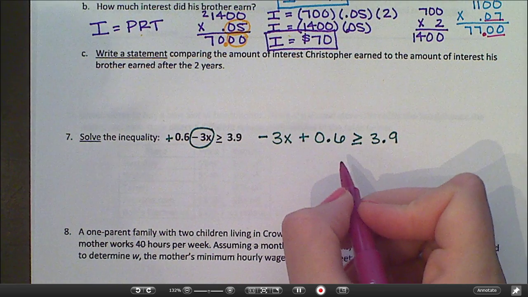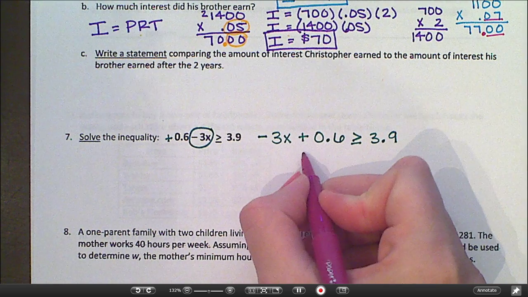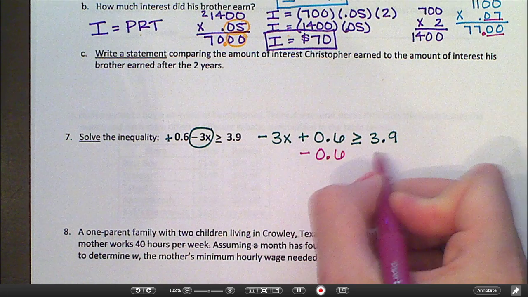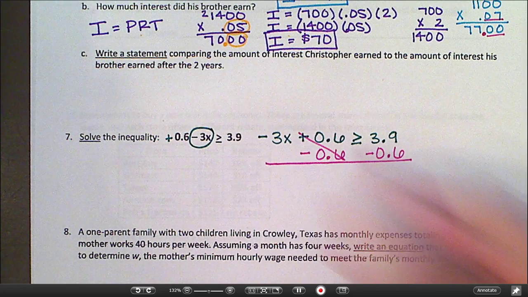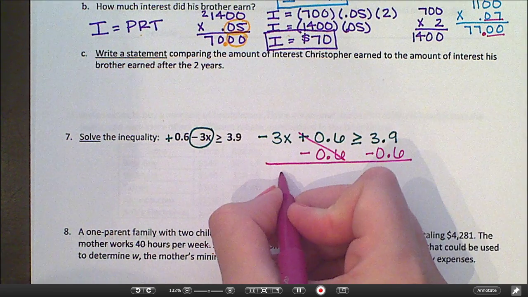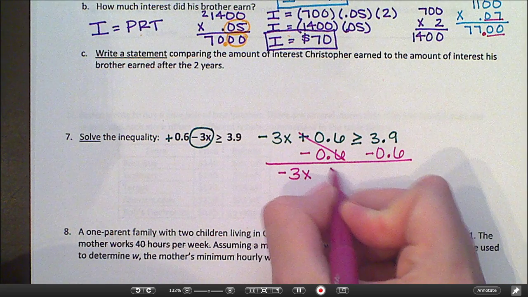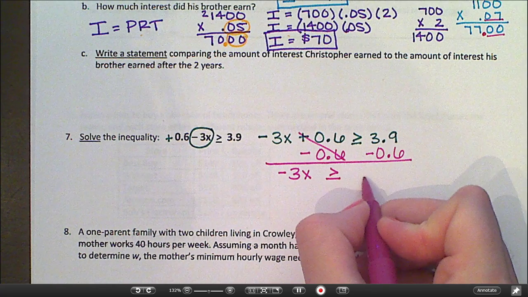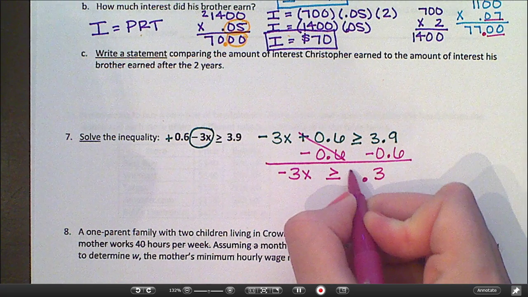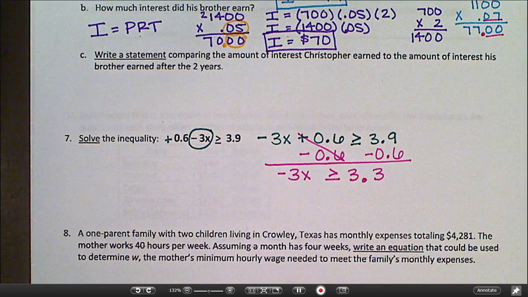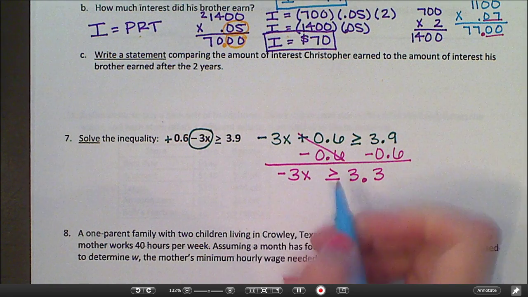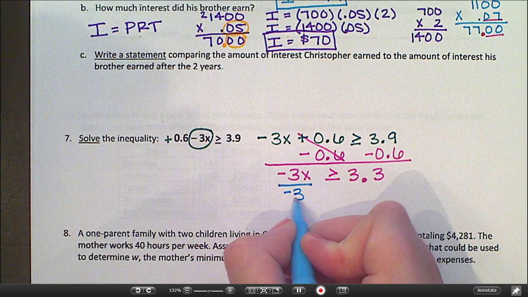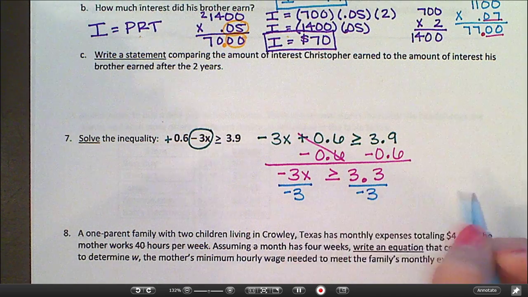So the first thing we want to do is get rid of whatever we are adding or subtracting. So I'm going to subtract 6/10 to get rid of this. And I'm left over with negative 3x is greater than or equal to, let's see, that's 3 and that's 3, so 3 3/10. I'm not quite finished. I still need to get x by itself. The opposite of multiplying by negative 3 is to divide by negative 3, on both sides.